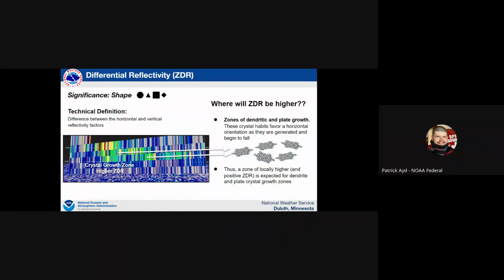Kind of a little bit next level of ZDR application is zones of dendritic and plate growth. So when these crystal habits start to form aloft, generally they're aligned horizontally. They're kind of fluttering, and they look pretty flat. They're a lot more horizontal than they are vertical to the radar. It's not just this perfectly falling dendrite. They're kind of fluttering, and so they have ZDR values that are a lot higher. So if we look aloft and we see these higher values of ZDR aloft, that may be associated with dendritic growth, as those fluttering dendrites are first forming in that region.